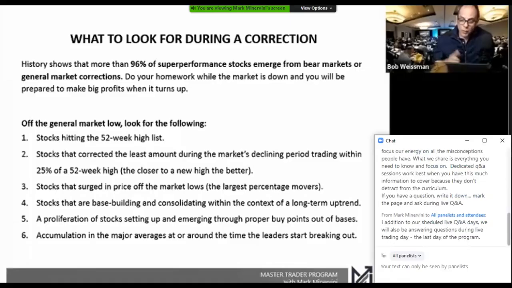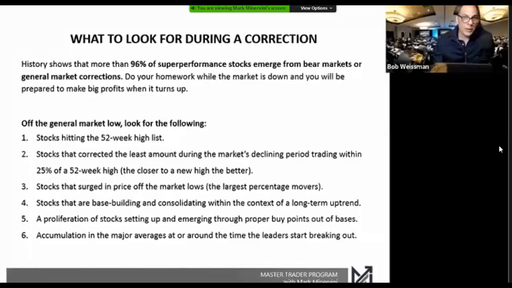And you'll very often also see a follow-through day around this time. You'll see accumulation in the major averages, and see some type of follow-through day on the averages like the Nasdaq and the S&P 500 or NYSE.